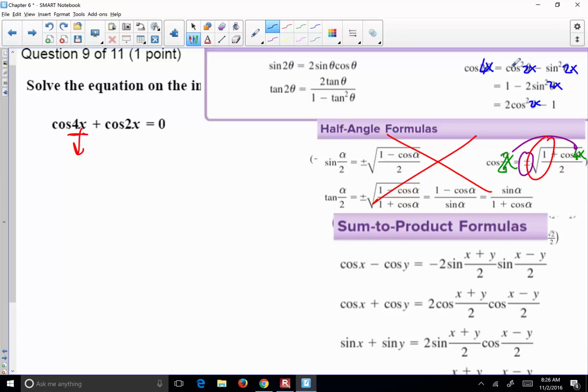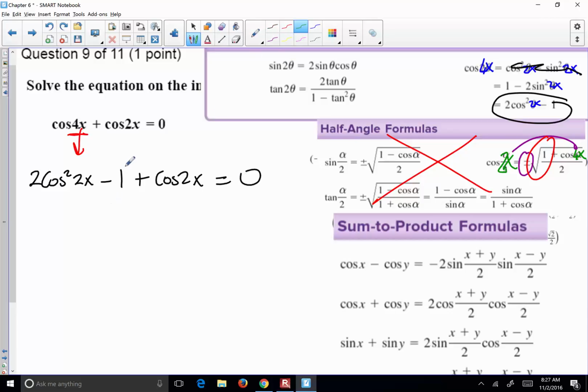How about the second one? 1 minus 2 sine squared 2x. Do you like that? Again, too much diversity. 2 different things I don't like. Now we are doomed to use the last one then. 2 cosine squared 2x minus 1 plus cosine 2x equals 0. This makes most sense. Okay? It's single type, cosine 2x all over the place. I think we can do this.